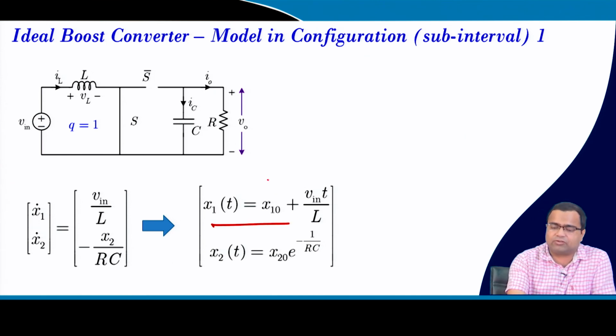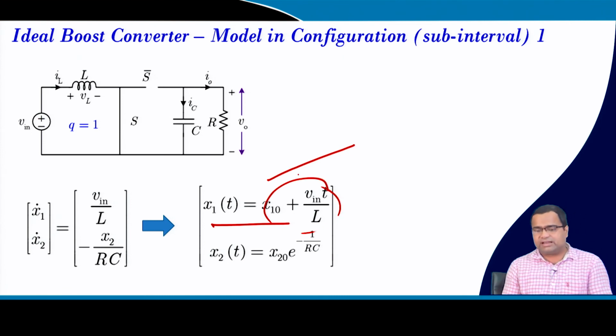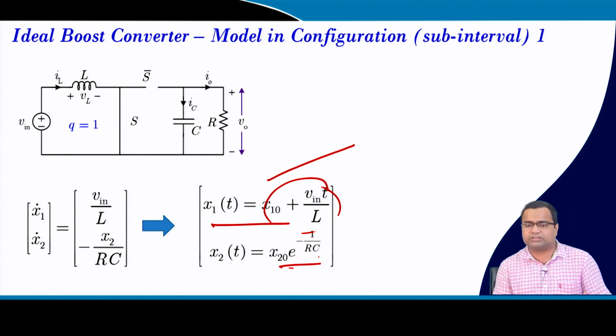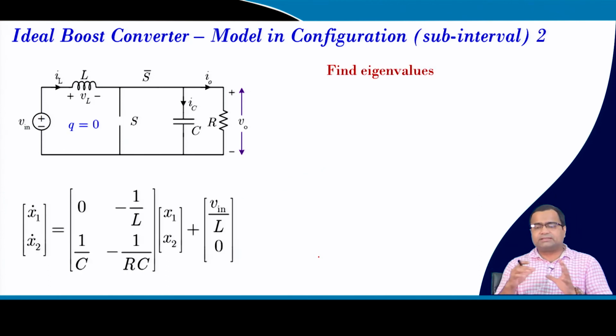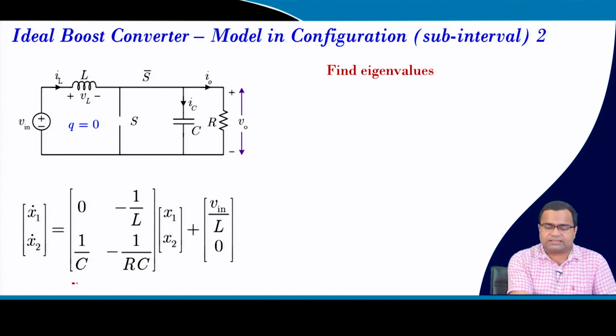The inductor current will continuously rise because this equation says it will saturate the inductor, and the output voltage will completely fall. So, we have to be very careful about subinterval 1. Similarly, for subinterval 2 we will have this equation.